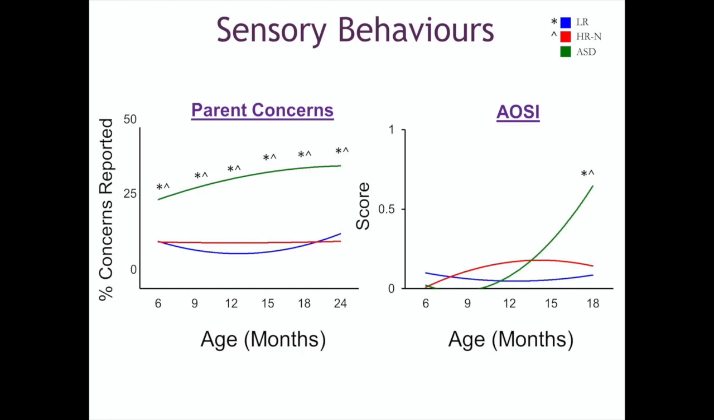And the only one that really asked specifically about sensory stuff was, again, this early assessment, the Autism Observation Scale for Infants. And it wasn't really identifying sensory differences until 18 months of age. So you can see before that, they're really flat curves, and then at 18 months of age, I guess that's when children really start to do more sensory exploration of objects. So the parent concerns asked about any kind of sensory things, whereas the AOSI is looking specifically for touching objects or things like that.